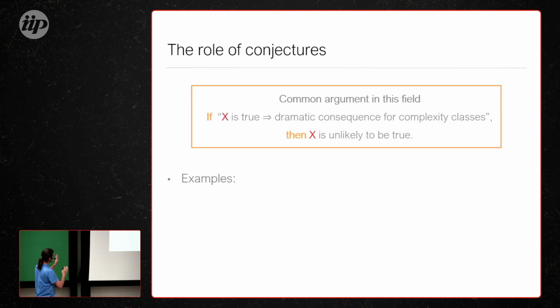So imagine that you have some statement X, and you can prove that the statement being true implies some dramatic consequence for these complexity classes, right? So you assume that they're all different, and if X is true, they would all collapse and actually be the same thing. Then you'll say, well, if I can prove that for some statement X, then this acts as evidence that X is unlikely to be true, right? Because you have strong expectations that these complexity classes are different.